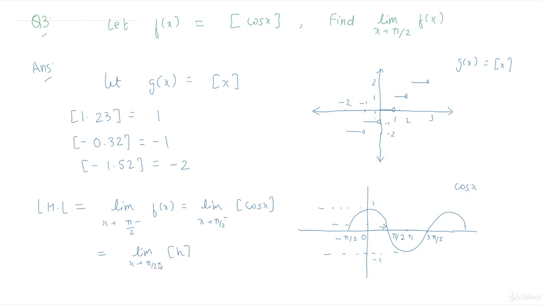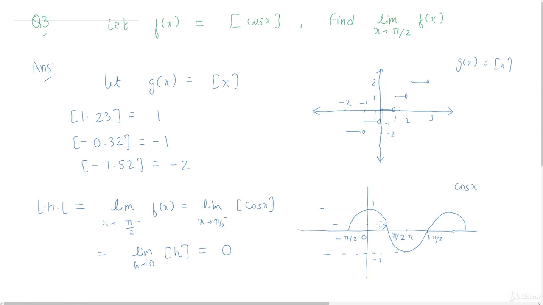Since we are using h here, h is approaching 0 and h is a very small positive quantity. So we have to compute the limit as h approaches 0 of the greatest integer of h. Let's take a very small value, say 0.001 or 0.0001, any small value. The value of h will lie somewhere here, so the greatest integer will come as 0. So the left hand limit is 0.